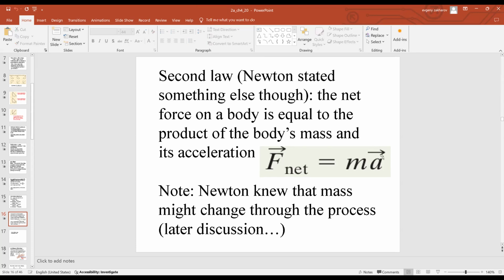Make sure you draw those vectors. Make sure you say net force. It's not just a single force, but all the forces combined as vectors. And you can solve problems on dynamics with this statement.